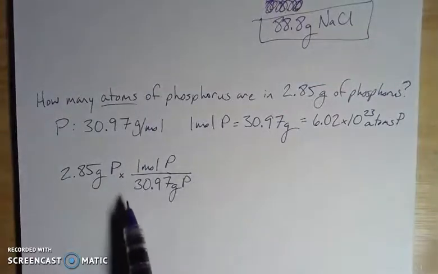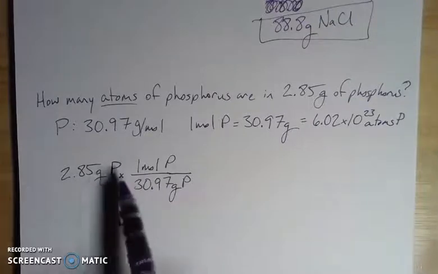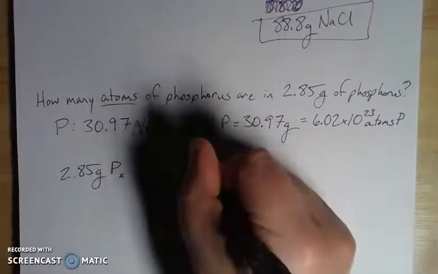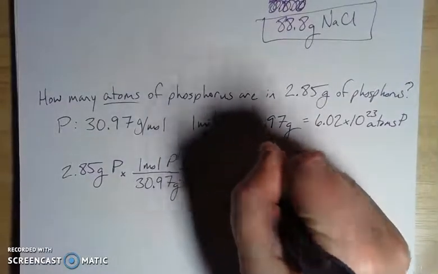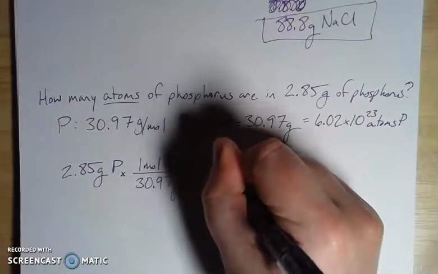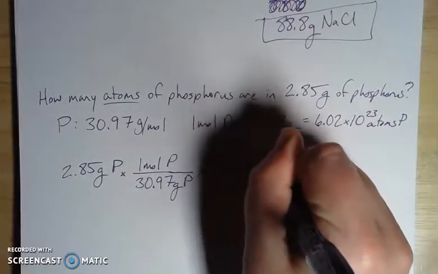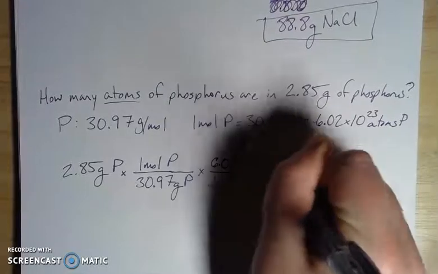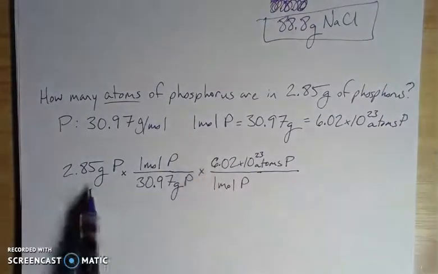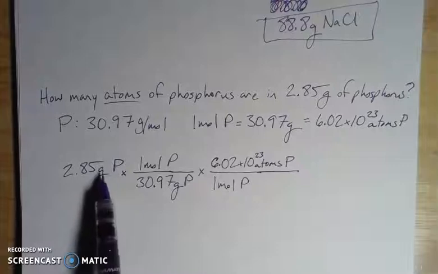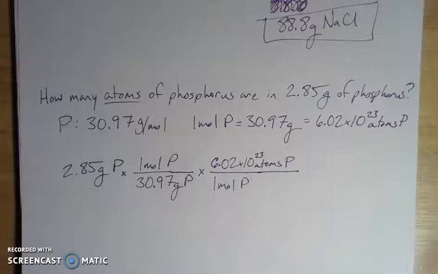So here's my molar mass. So my grams on the bottom will divide out, and I'll be left with moles. And I know how many atoms are in 1 mole. It's 6.02 times 10 to the 23rd. And you'll note that I'm being pretty careful with my units here, and it's not just grams, it's grams of phosphorus. And it's not just moles, it's moles of phosphorus and atoms of phosphorus.